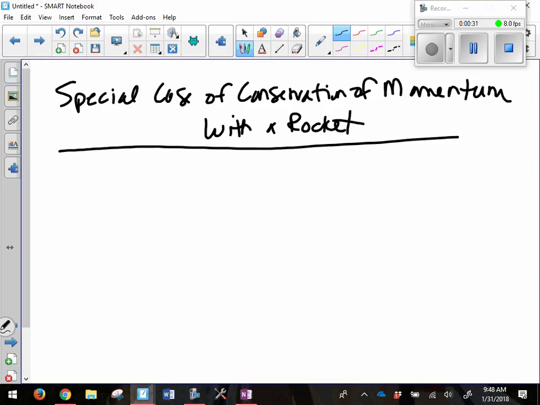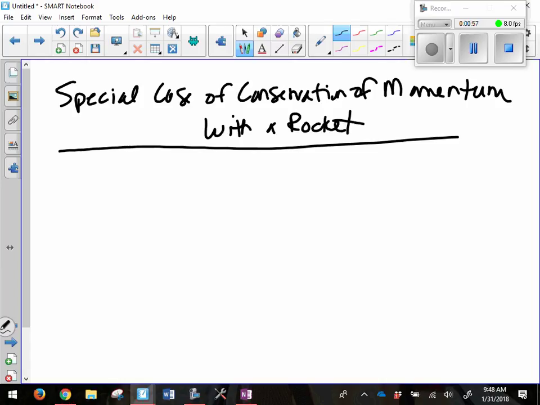Now, as we've said before, this is the second of the 3 hardest things we will do all year. The first one was change of reference frame. The second is this, and the third is angular momentum. Because nobody gets angular momentum. It'll be fine. Okay.